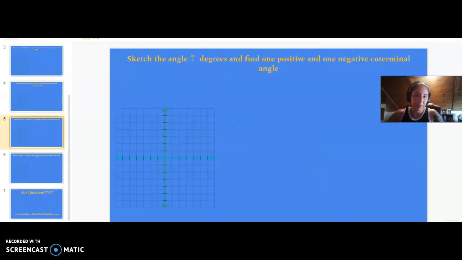So let's go next. 5 pi over 3. What is that? Sketch the angle 5 pi over 3 degrees. Sorry, that should totally not say degrees. That should say radians, because these aren't degrees. These are now radians. We've switched up the scale. And find one positive and negative coterminal angle.